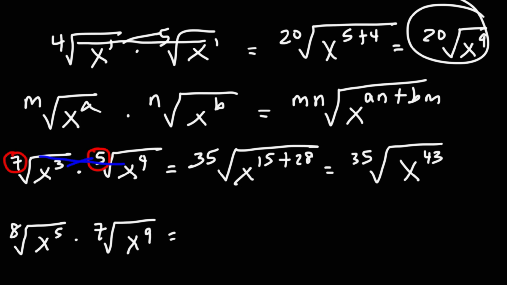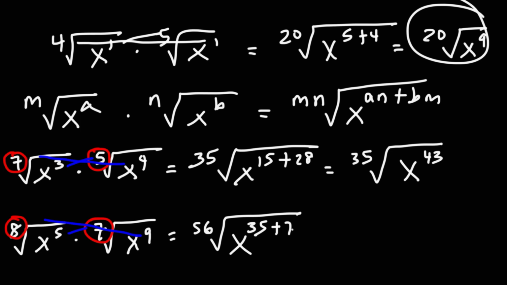Let's try the other example. So let's multiply the index numbers. 8 and 7 is 56. And then let's cross multiply. 5 times 7 is 35. And 8 times 9 is 72. 35 plus 72 is 107.